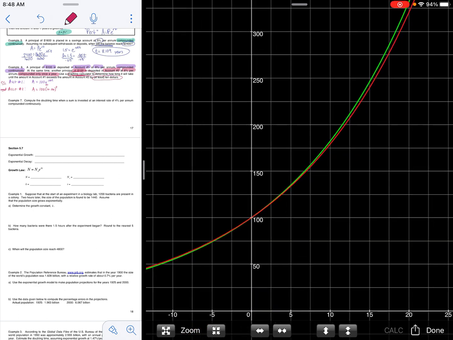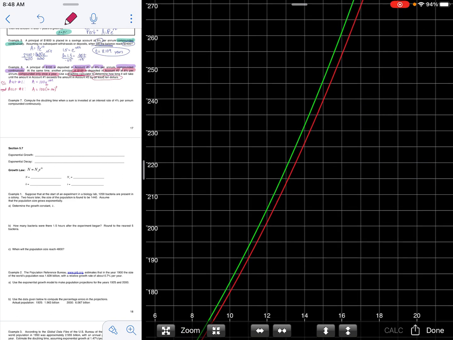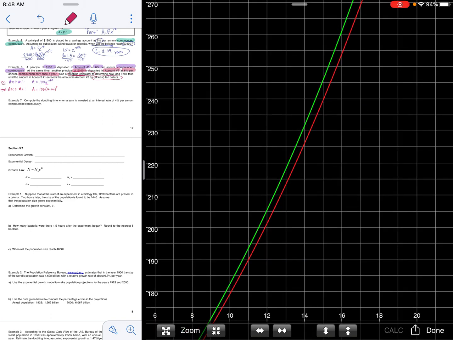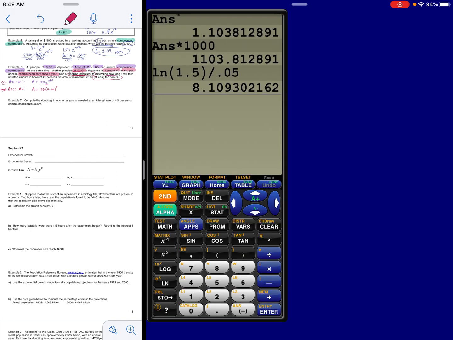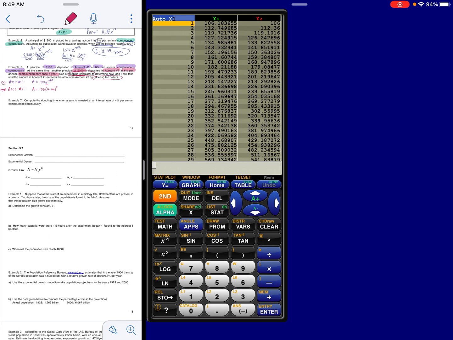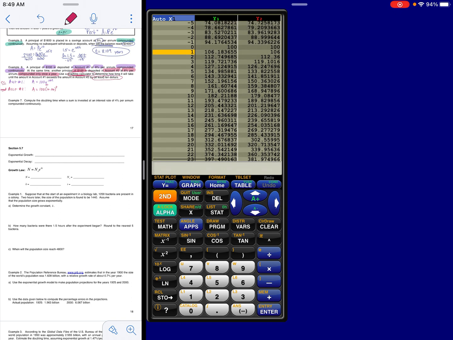So I definitely noticed that at the beginning they're kind of similar, but that green one is starting to surpass the red one. And we want it to surpass it at 10 or more, right? At least 10. So the best way to do this is actually to look at the table and start to compare. So I'm going to go to table here. There we go. And I want to compare these two to see when that difference between the two is at least $10.